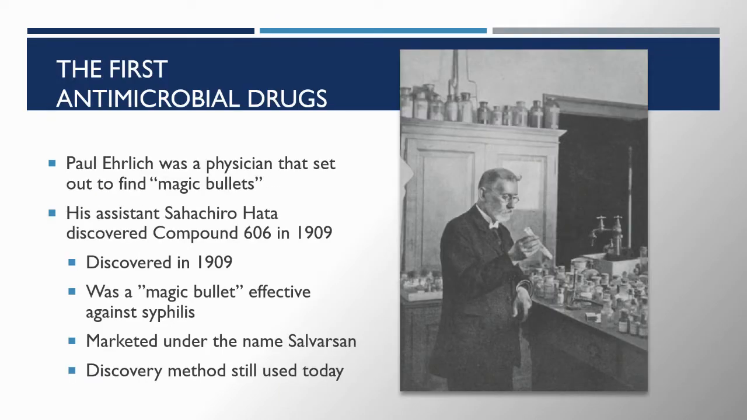So look at the first antimicrobial drugs in recent history. Paul Ehrlich was a physician. He was looking for a magic bullet, a drug that could cure syphilis. And his assistant, Sahachiro Hata, discovered what was named compound 606, the 606th compound that they attempted, in 1909. And this turned out to be the magic bullet that was effective against syphilis. And that was marketed under the name Salvarsan.